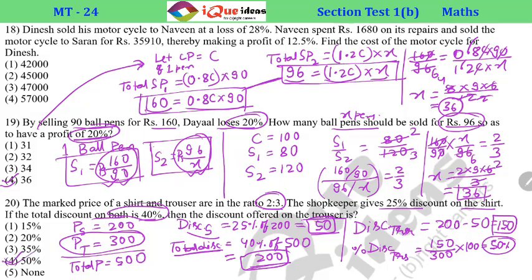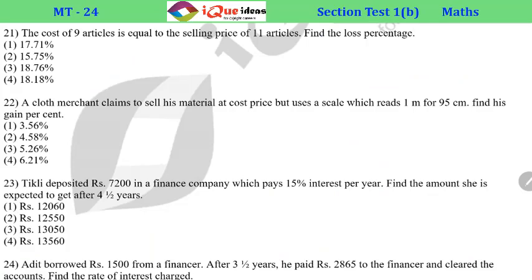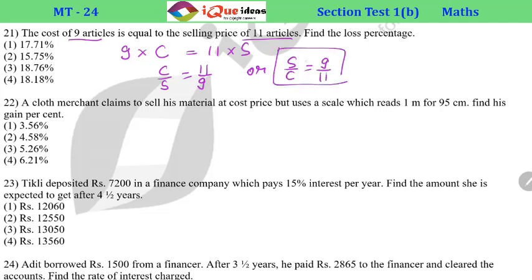Okay. Now let's take up the next question, question number 21. It says the cost of 9 articles is equal to the selling price of 11 articles. This is a direct question. Let's say 9 into C is equal to 11 into S. From here we can directly get C by S ratio, that is 11/9, or S by C ratio, that is 9/11. As you can see clearly, selling price is lesser, cost price is higher. So there is a loss, right?